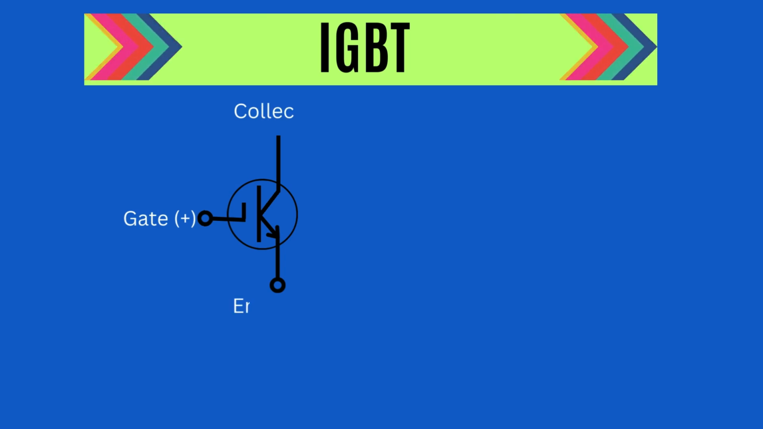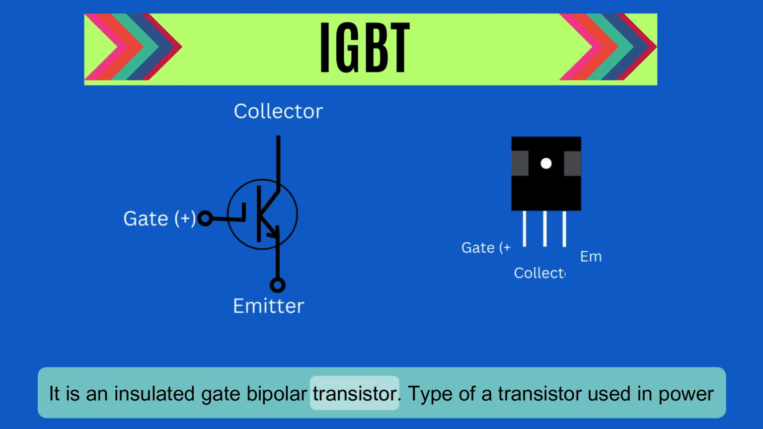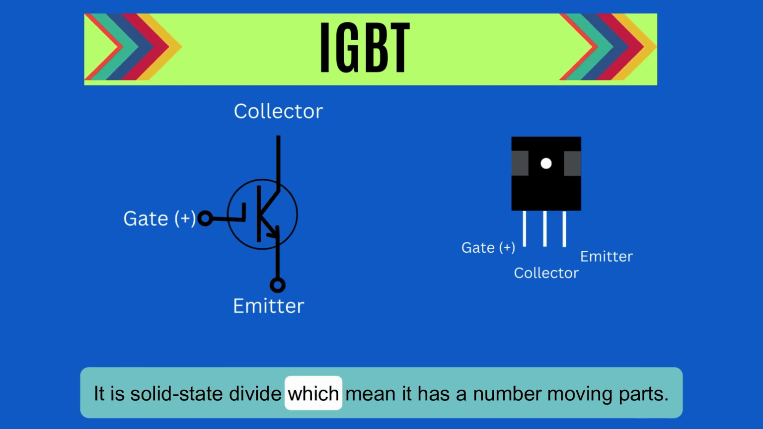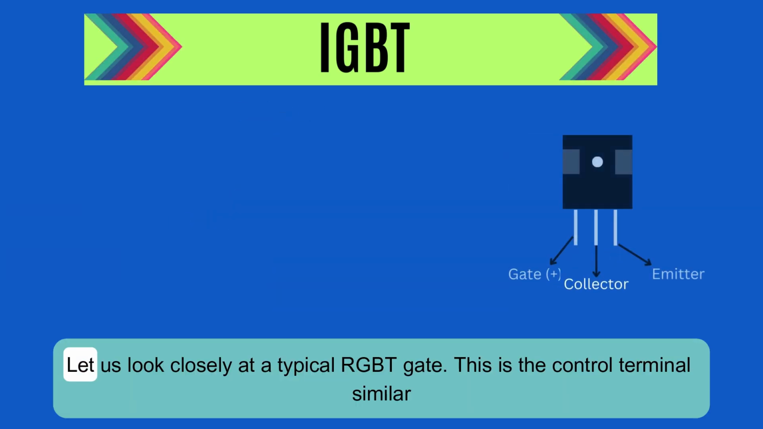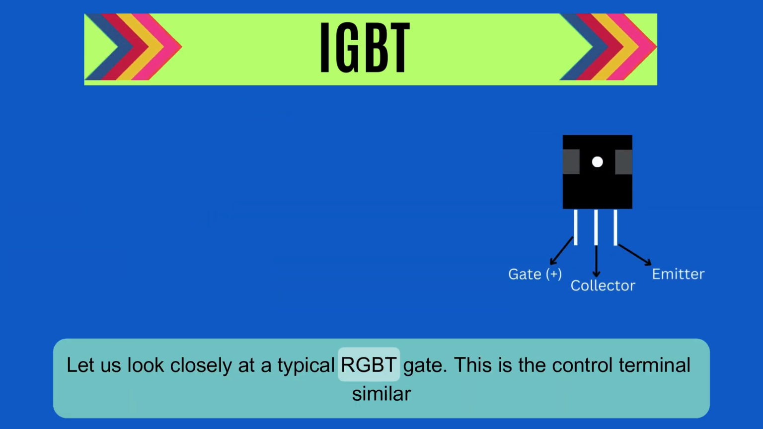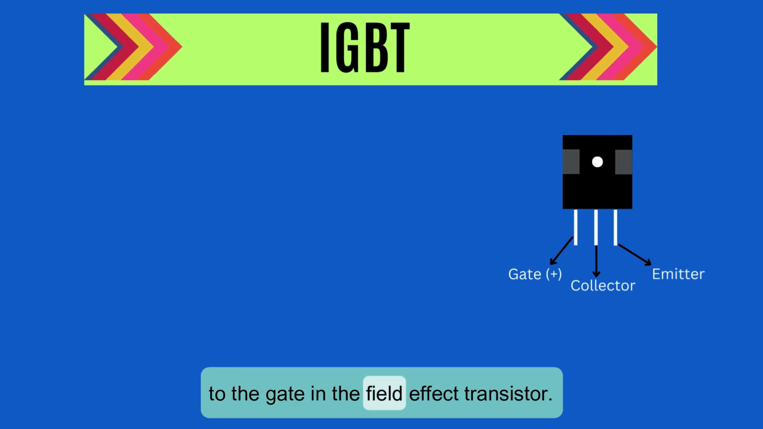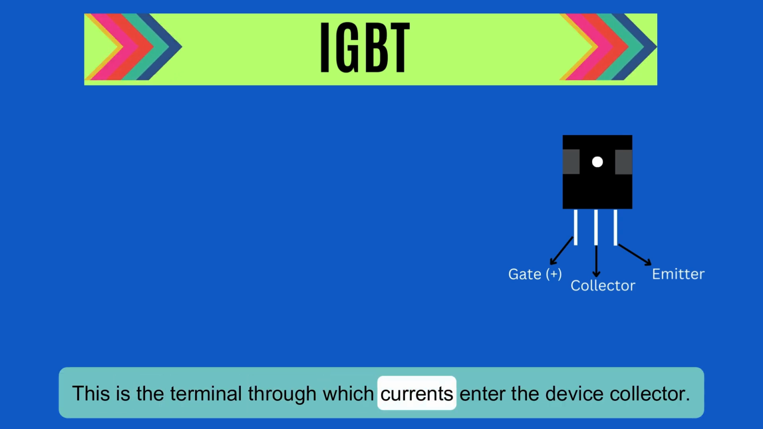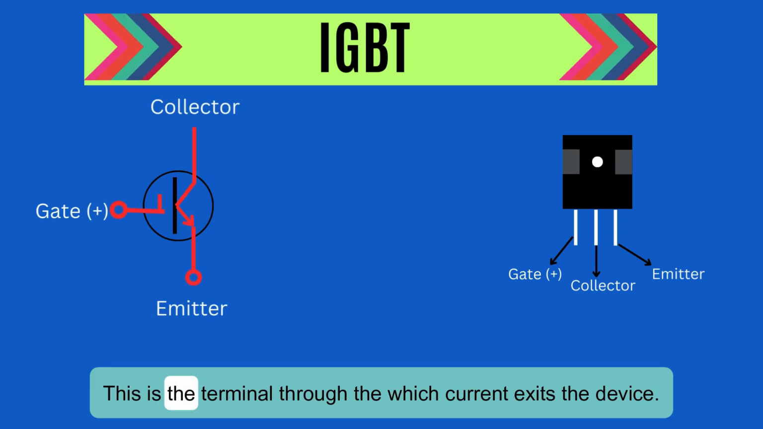IGBT: it is an insulated gate bipolar transistor. This type of transistor is used in power electronics for switching and amplifying electronic signals. It is a solid state device, which means it has no moving parts. Let's look closely at a typical IGBT. Gate: this is the control terminal, similar to the gate in a field effect transistor. It is insulated from the rest of the transistor by a layer of oxide. Emitter: this is the terminal through which current enters the device. Collector: this is the terminal through which current exits the device.